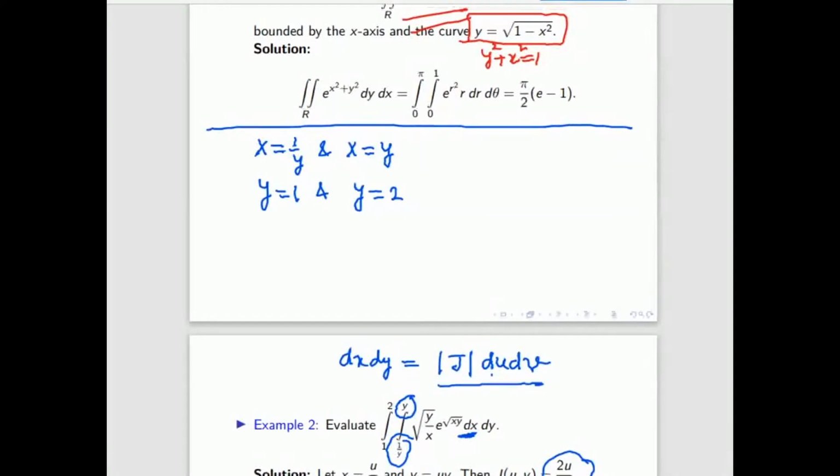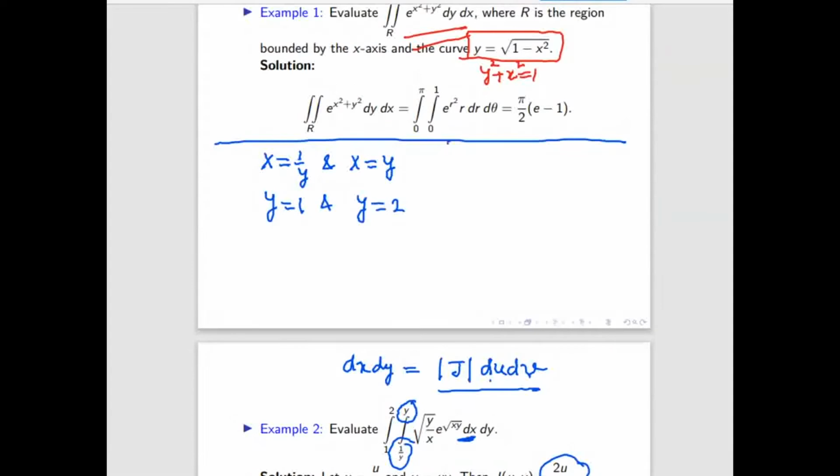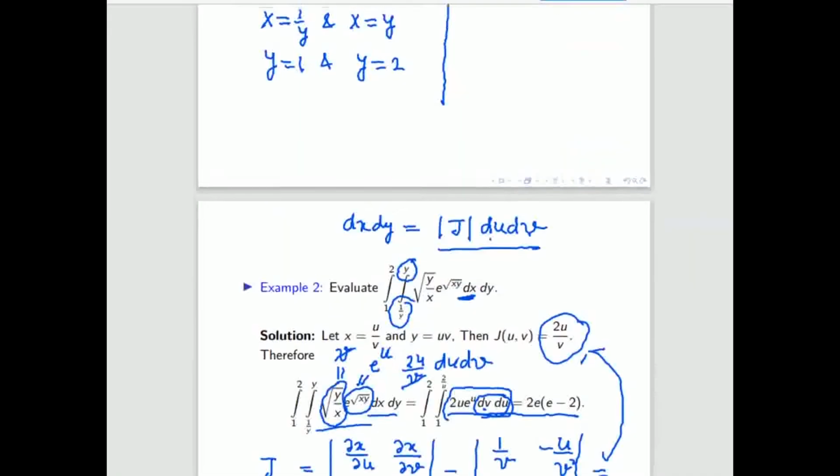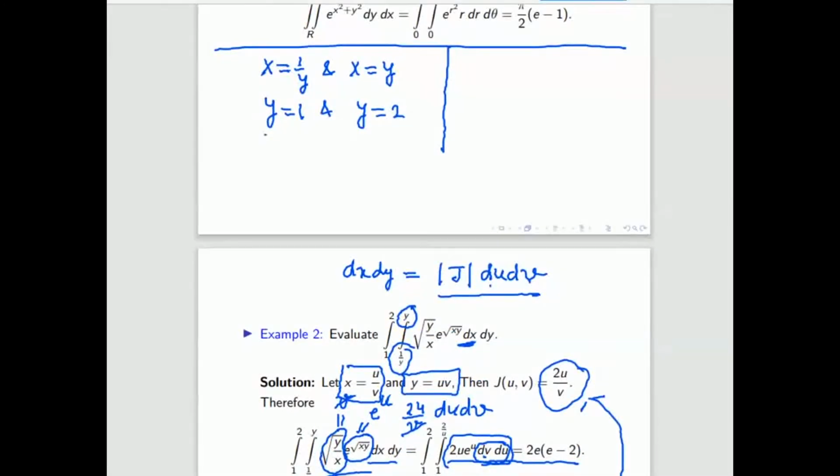So this is in xy plane. Now I will write the corresponding those things in uv. So if x equal to 1 by y, then what will be the equivalent form in terms of uv? If x equal to u by v and y equal to uv, if you put there, then you will get everything in terms of uv. Like suppose I am writing y equal to 1 in uv, what will become? Because y equal to uv, so this same thing will become uv equal to 1 and uv equal to 2.